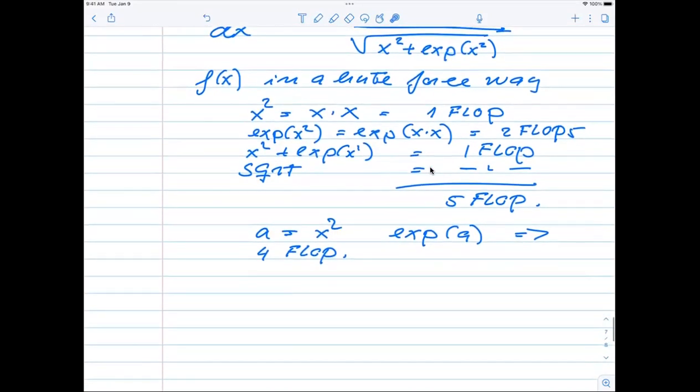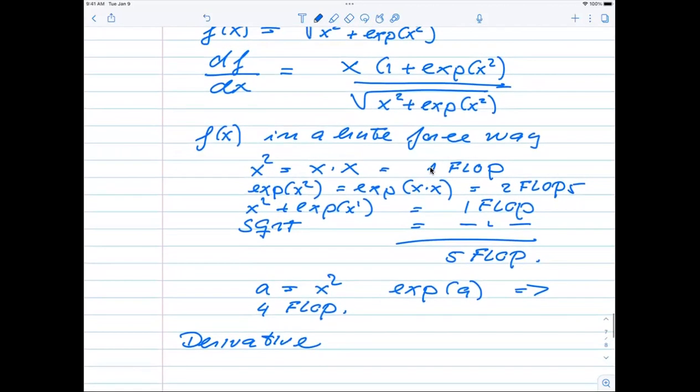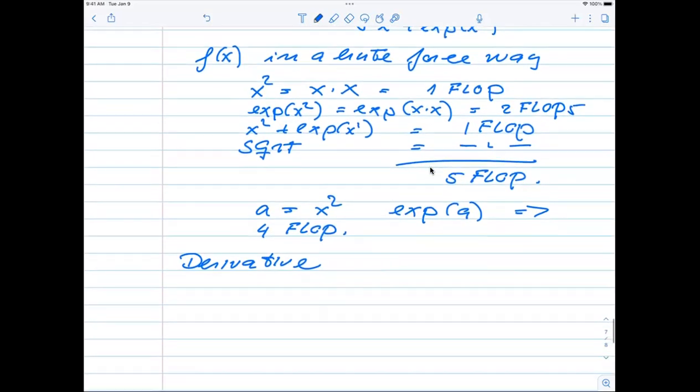If you now look at the derivative, so if we also do the derivative without thinking, let's take that one. And let's look at the numerator. In the numerator, what we would have now is an addition, 1 plus the exponential, which is 2 floating point operations, x times x. So we have 3 floating point operations inside the parentheses, and then we multiply here. So the numerator has, without any kind of smart thinking, 4 floating point operations. So that is 4 flops.